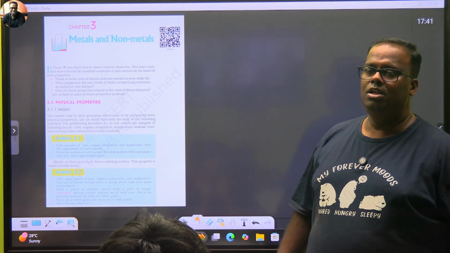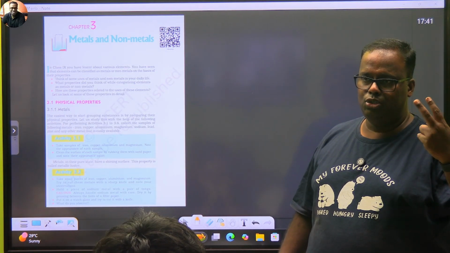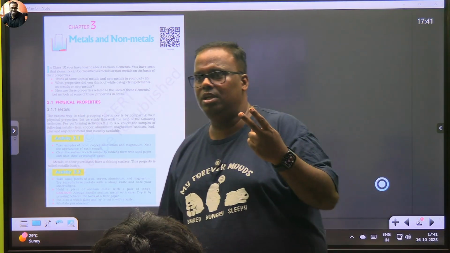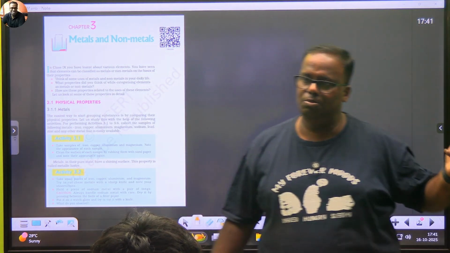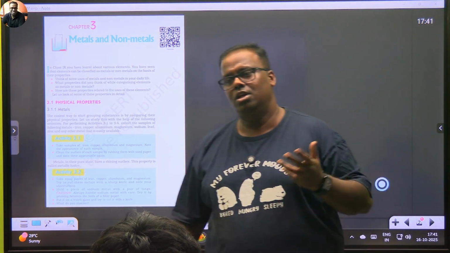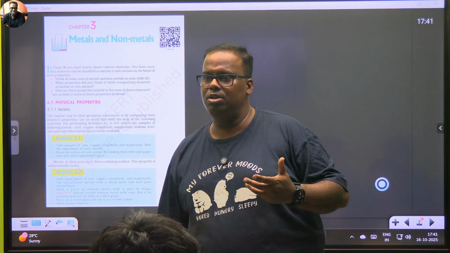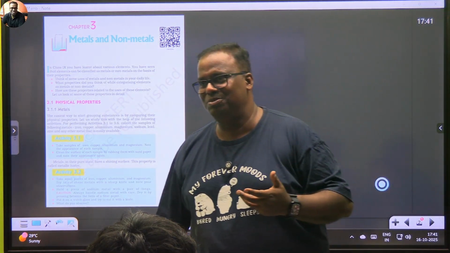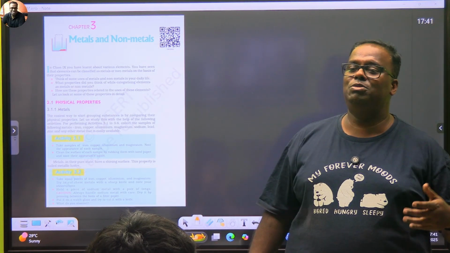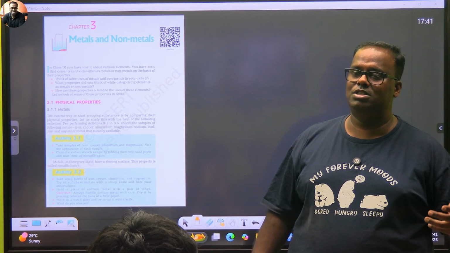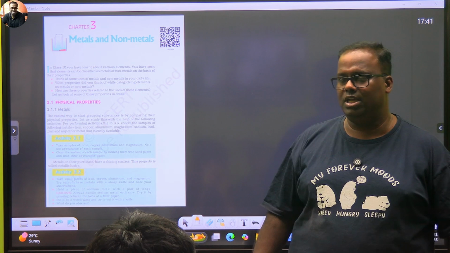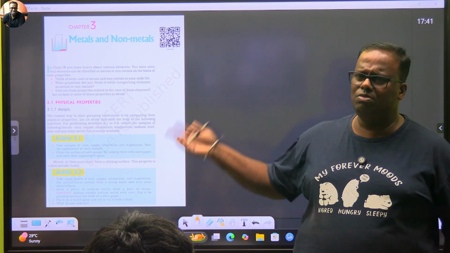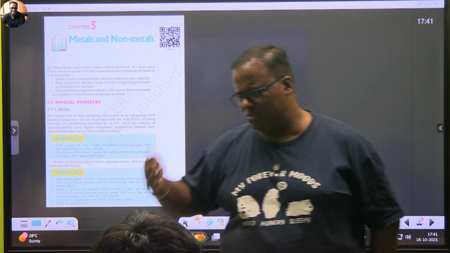Now there are only two elements which exist as liquid at normal temperature. One is attributed to the metal family, and one is attributed to the non-metal family. Mercury is the only metal which is liquid at room temperature. And bromine is the only non-metal which is liquid at room temperature. Although we will study it later on, let's have some quick ideas.